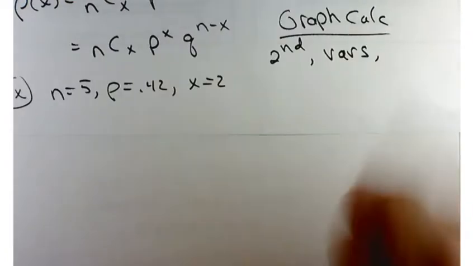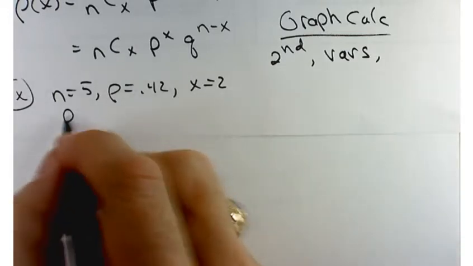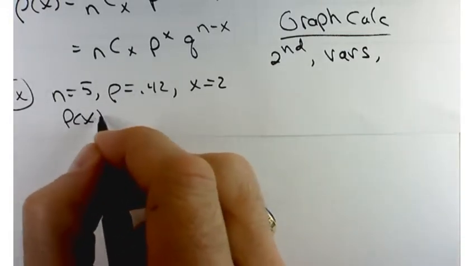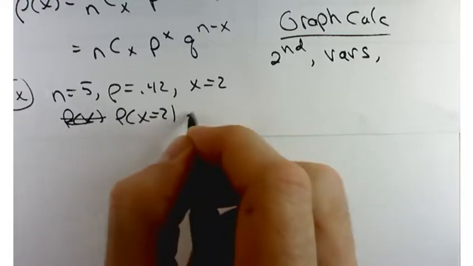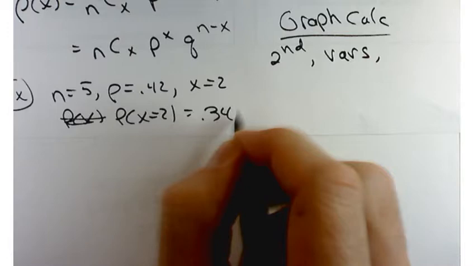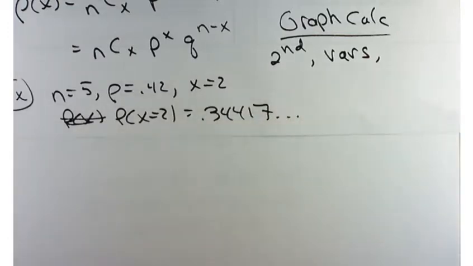So the probability that x equals 2 here, P of x equals 2, is 0.34417, etc. Now, let's do it off of Google Sheets. Yes?